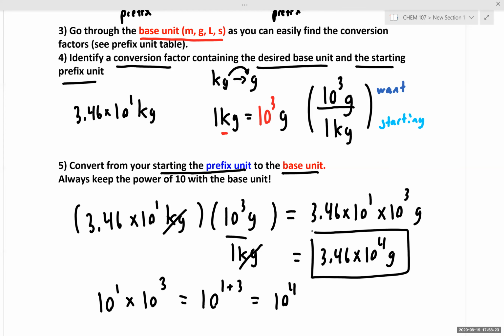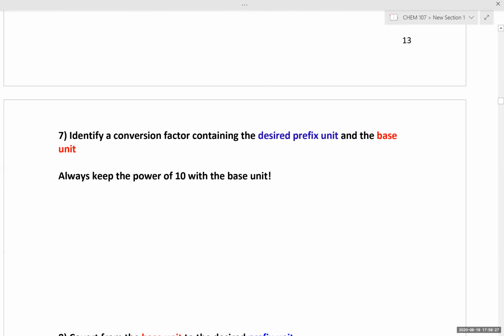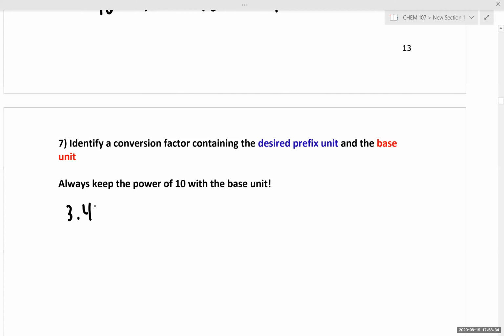Okay, let's keep going now. We're actually not done with this problem. So we have 3.46 times 10 to the fourth grams. When we look at our solution map, we want to go from kilogram to gram to milligram. So we've checked off our first step. We went from kilograms to grams.